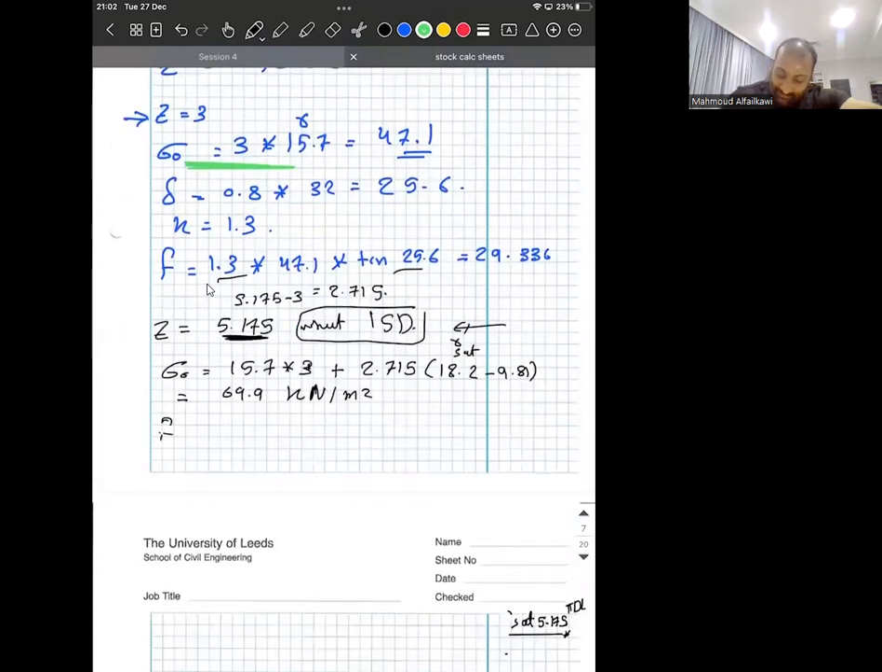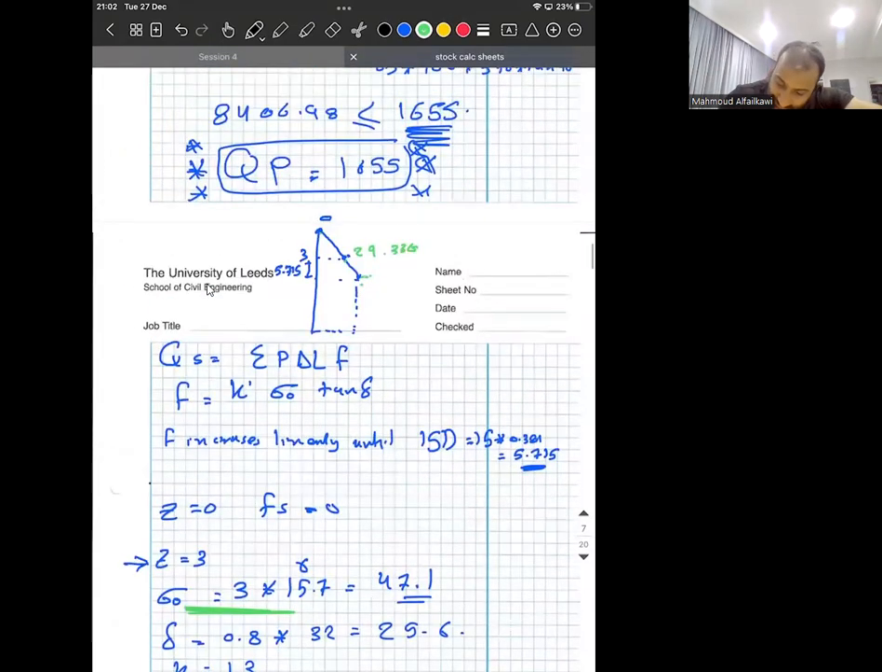Now I'm going to have to calculate F. F equals now 1.3 multiplied by the special number 69.9 multiplied by tan 25.6. This equals 43.53 kilonewton per meter squared. So I'm going to now plug it in my drawing. 43.53. And after that, because I assumed my increase in stress to be 15D, the layer is going to be the same now, constant.